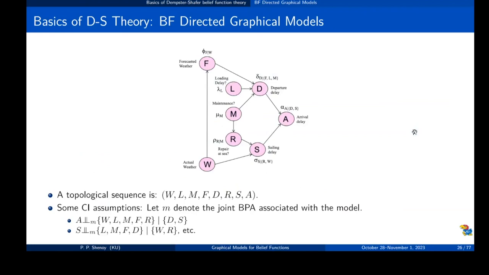So this is a directed acyclic graph. The nodes are the variables, and one sequence, for example, is W, L, F. Since there's an arrow from W to F, F must follow W, and so on and so forth. A is the last one here because it has arrows from D to S and so on. Anytime there's an arc like M to R, R should follow M. The R always comes after M. And this is only possible if it's acyclic. If I have a cycle, then you can't find a sequence like this. So a graph is acyclic if and only if there exists such a sequence.